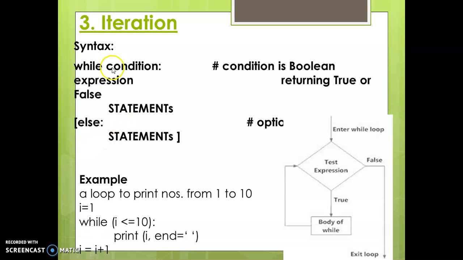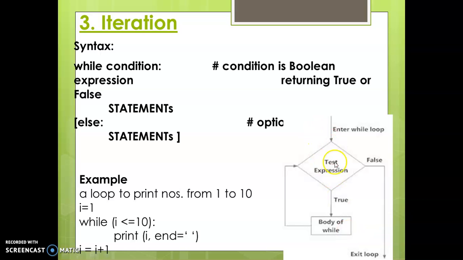See here, iteration with the while loop: while condition, then expression; if false, statement 1, else second statement. Also with the flow chart, enter a while loop. If false, directly it will exit the loop. See this condition: if it is false, directly it will exit. If the condition is false, it will not execute even once.